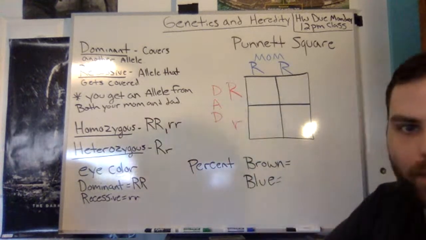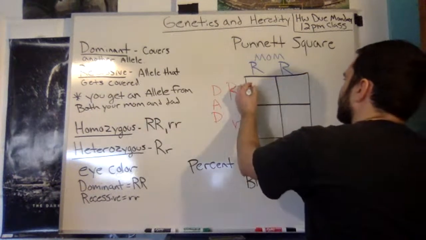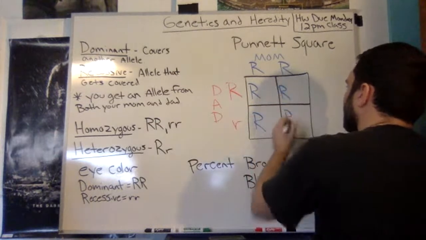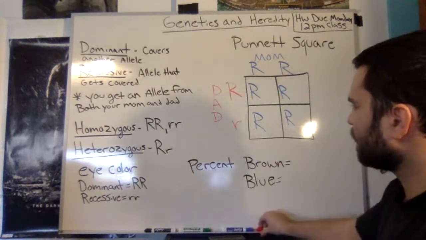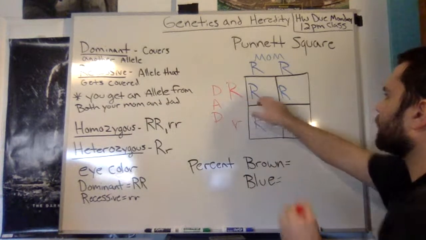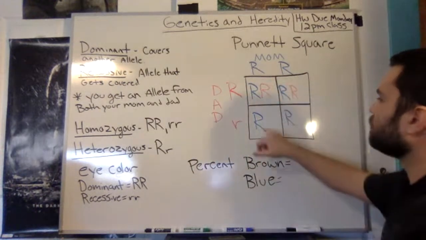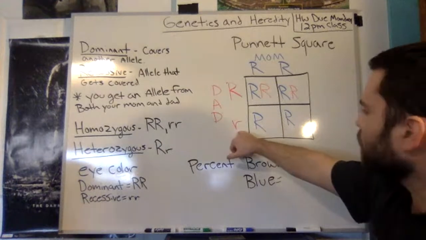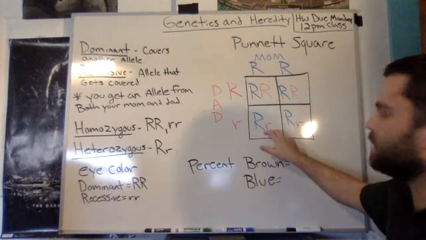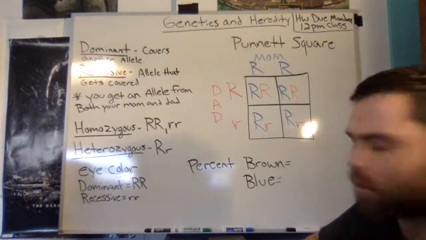Now we're going to do the same thing. We're going to bring down mom's alleles, so we got capital R, capital R, capital R, capital R. And then we're going to bring over dad's. Capital R, we're going to put that in here. Capital R. Now we got a lowercase r. No matter what, you always want to put the lowercase letter second. You always want to put the dominant one first.